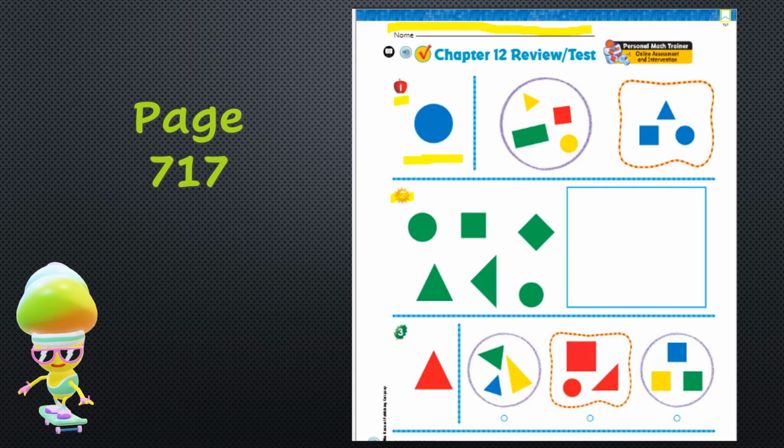Now let's move down to number 2. All right, in number 2, we have a group of shapes right here. Those are our shapes. And next to that, we have an empty box right here. I want you to draw a shape in that box that belongs in this category. Can you draw a shape for me that would belong in that category with those shapes?